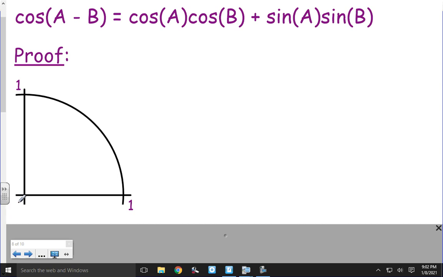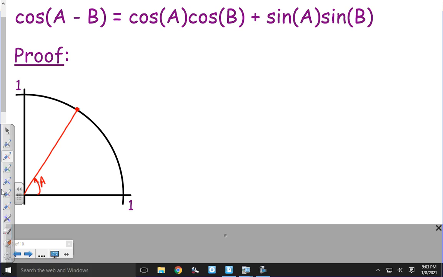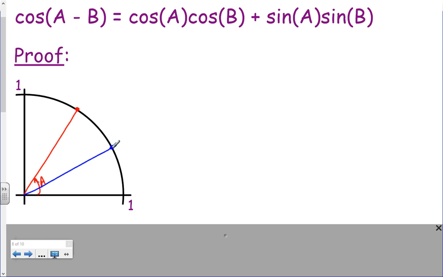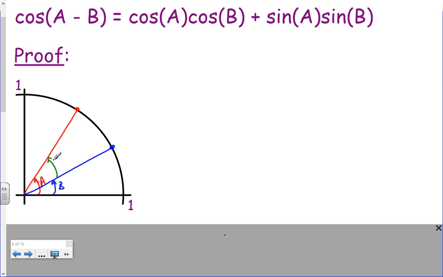But I'm going to mark angle A, let's say, as this angle right here. So this will be our angle A. And then let's mark angle B. We'll call this angle B here. So this is angle B. And in particular, what we're looking at over on the left side of that property is the cosine of A minus B, the angle A minus B. So the angle A minus B is this angle right here. That's A minus B.